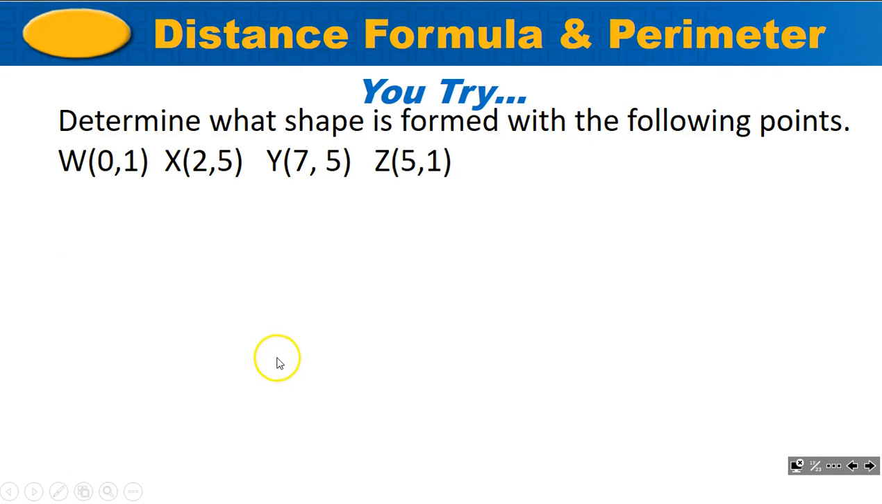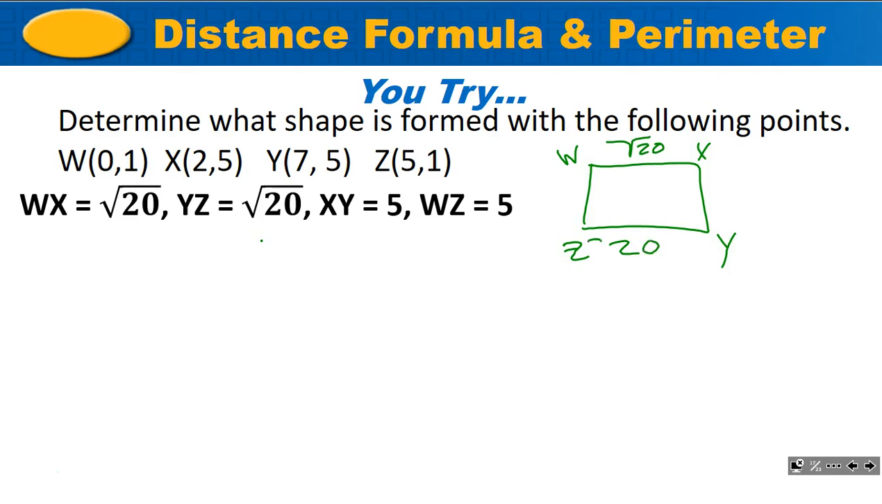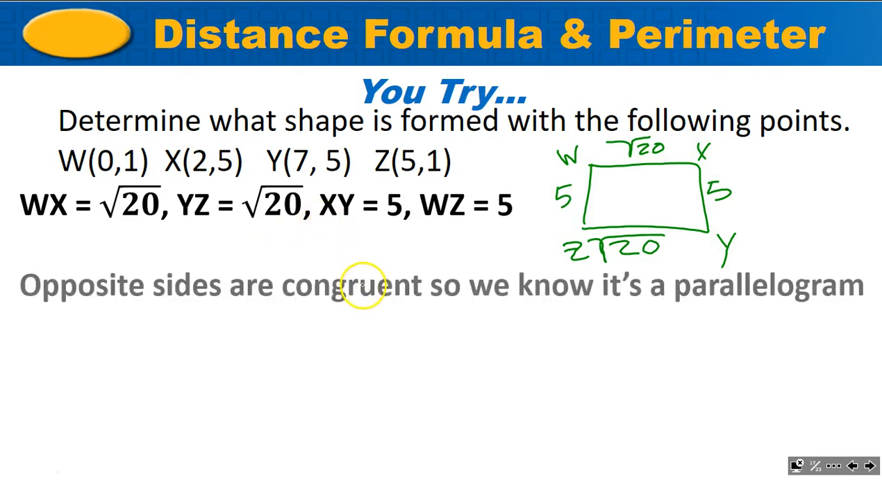So when we look at this problem, we know that WX is square root of 20 and YZ is square root of 20. So let's go back and draw this again because I think it'll help you guys to see this. W, X, Y, and Z here. So WX is the square root of 20 and YZ is the square root of 20. And then we've got these other two sides are 5. So we know that at the very least, because opposite sides are congruent, this is a parallelogram.